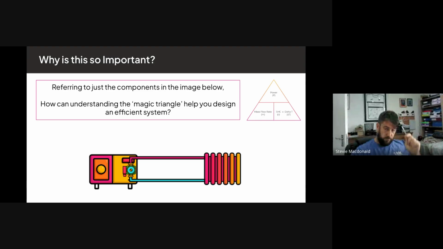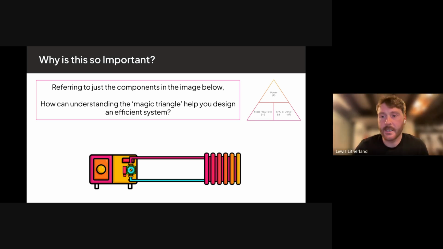Either of the other two can affect the flow rate. If you had more power or less power, maintain a set delta T, it would change your flow rate obviously to suit. Exactly. So again, they're all relative.